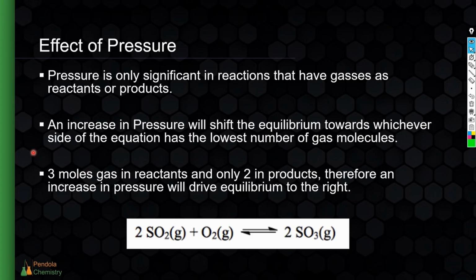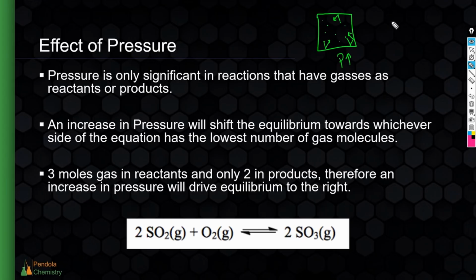This is the important part here for Le Chatelier's principle. An increase in pressure will shift the equilibrium towards whichever side of the equation has the lowest number of gas molecules. Why? Again, Le Chatelier's principle does not change, it's just applied differently. If pressure is created by the molecules of a gas bouncing against the sides of the container, then it stands to reason that if we have more molecules, we're going to have more pressure.